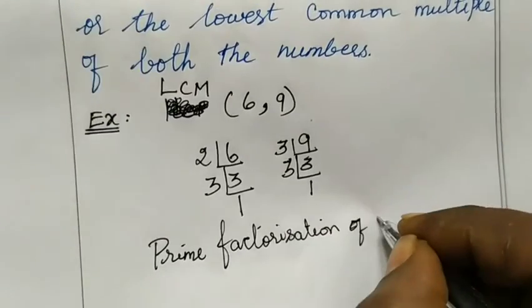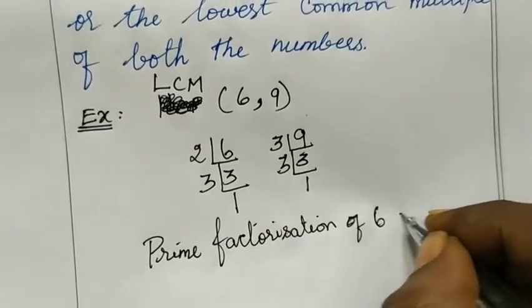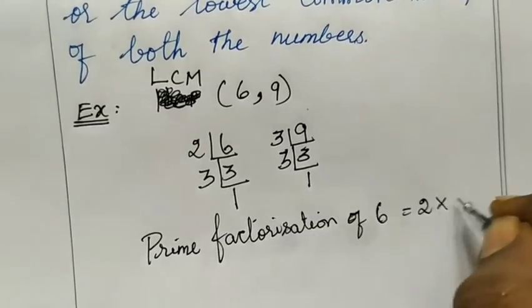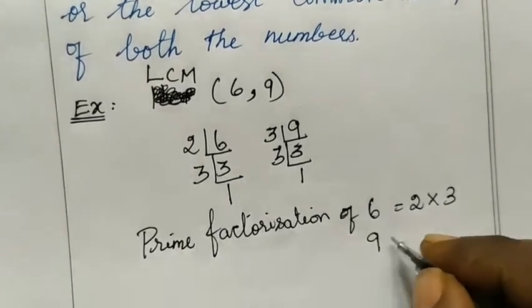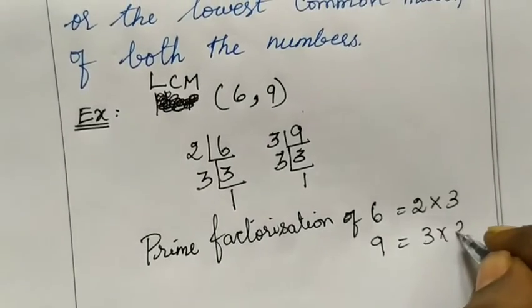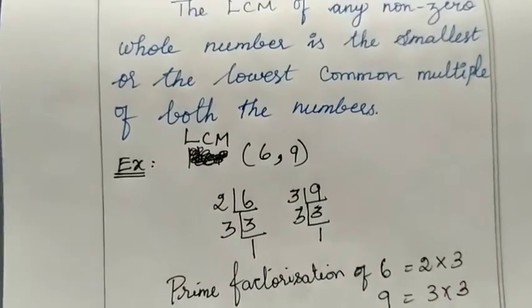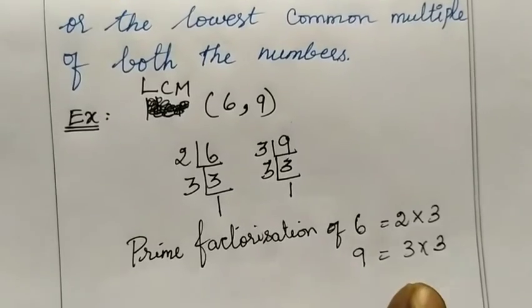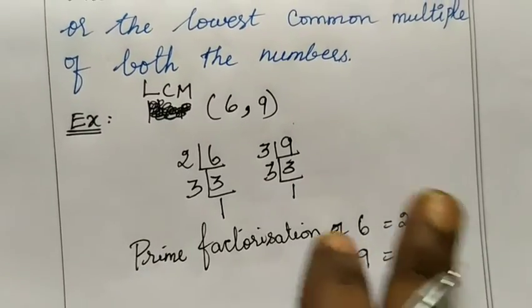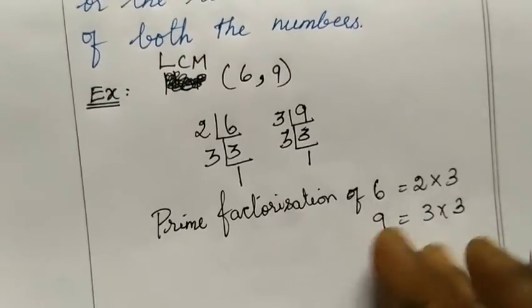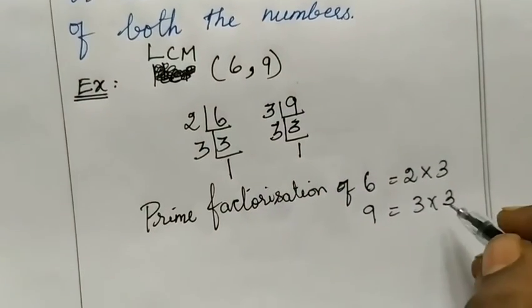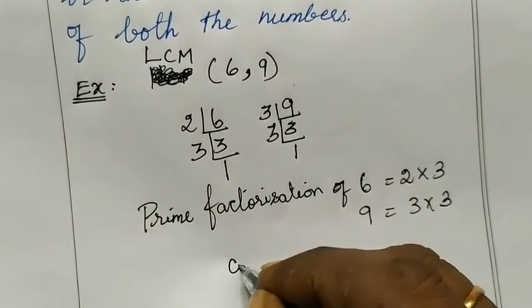Prime factorization of the number 6 equals, what are the factors? 2 into 3. Next, the number 9. 9 equals 3 into 3. Okay, so in LCM we don't leave out the common factors. Take the numbers. Here the common factor is, see this common factor.